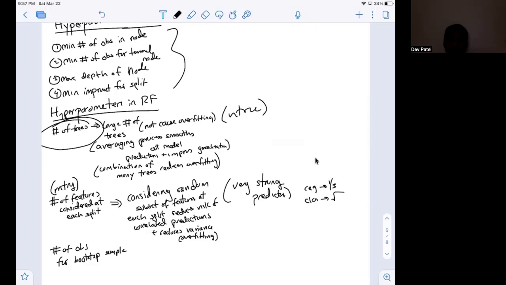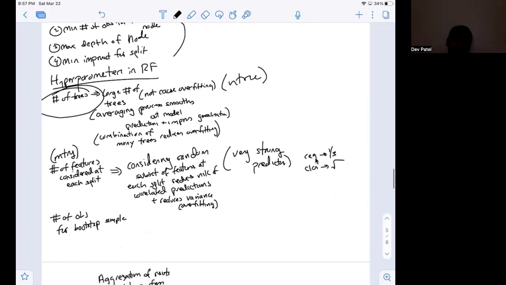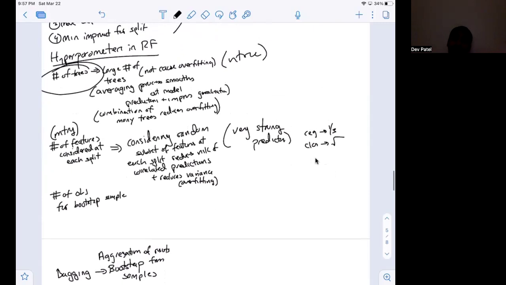And the way that you do that is by ensuring that the features that are considered at each split are random. So if you randomize the number of features considered at each split, every single decision tree will have a slightly different feature set that it's using to construct the tree, which will mean that its contribution to the overall prediction will be unique. And so that's ultimately what we want to reduce overfitting.